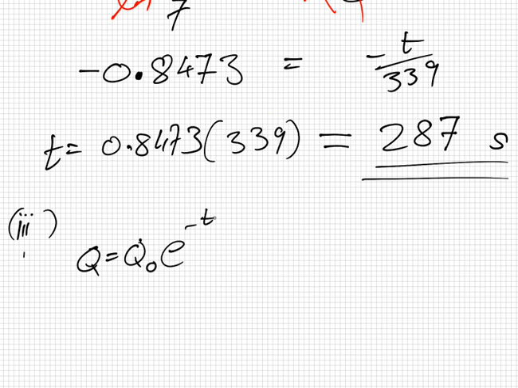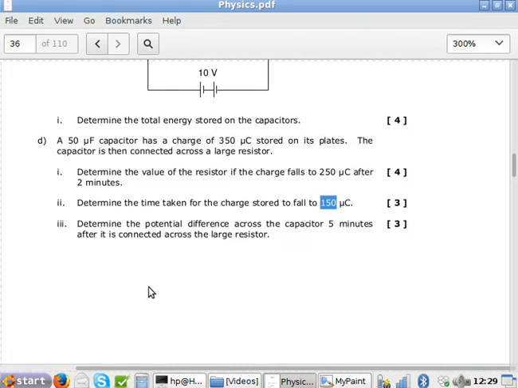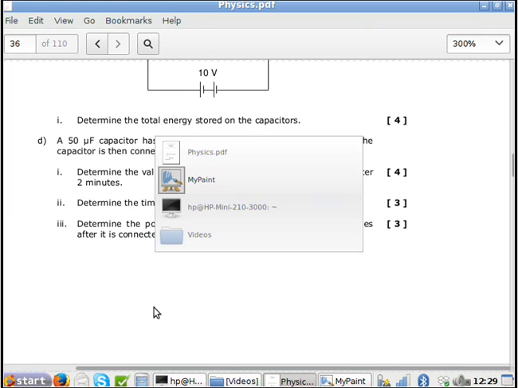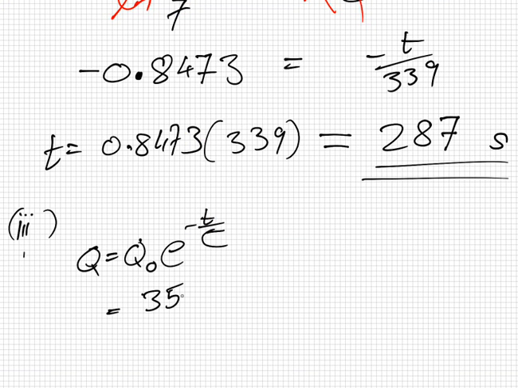339. Okay, what was the capacitance here? It was 50 micro. So that's 339 over 50 times 10 to the minus 6. So the R equals, now it'll be a big number. It'd be like 6 times 10 to the 6 or something.